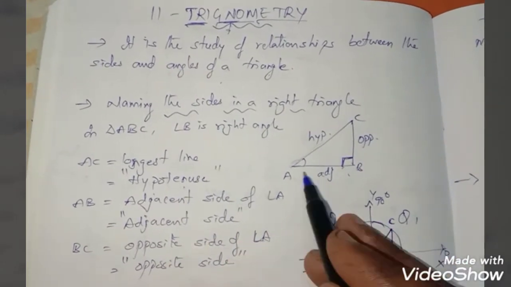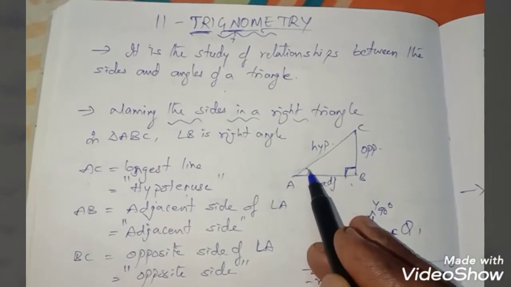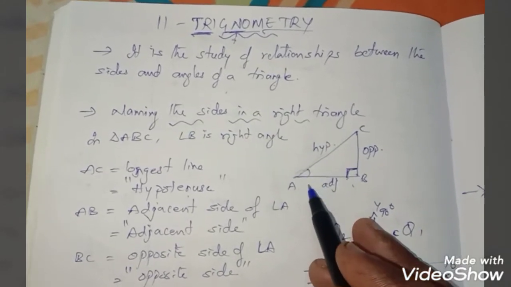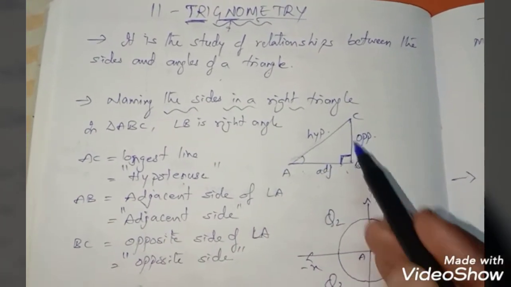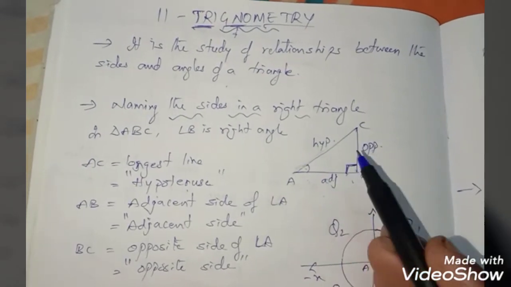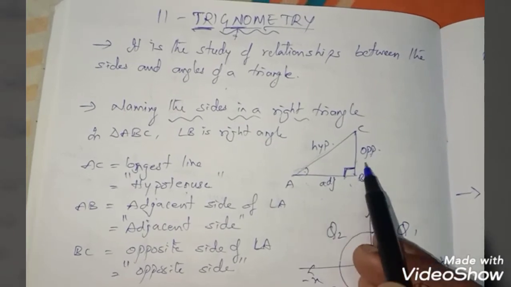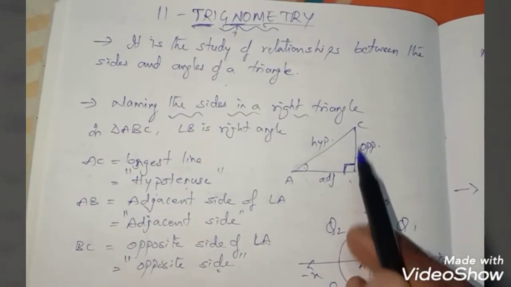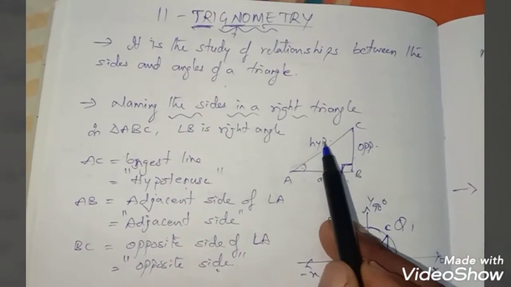And next one is AB. AB is nothing but the adjacent of angle A, so we call it the adjacent side. And BC is nothing but the opposite of angle A. Wherever you are taking the angle, the opposite of that particular angle is the opposite side. Now here BC is the opposite side, AB is the adjacent side, and AC is the hypotenuse.